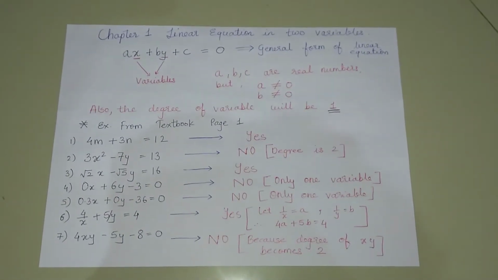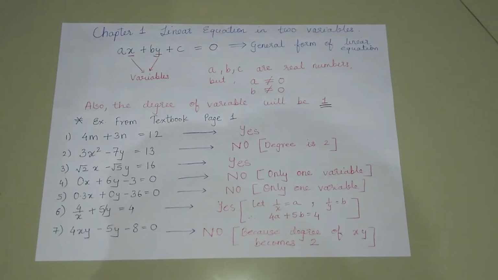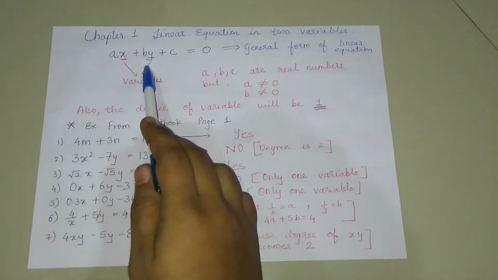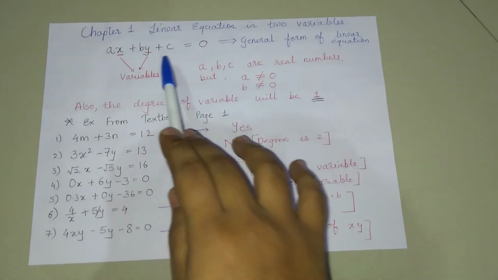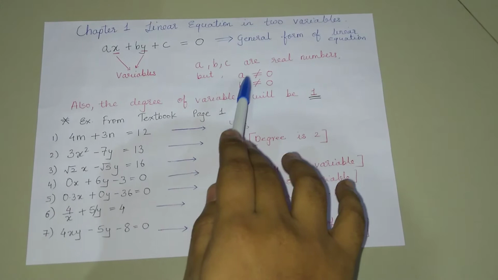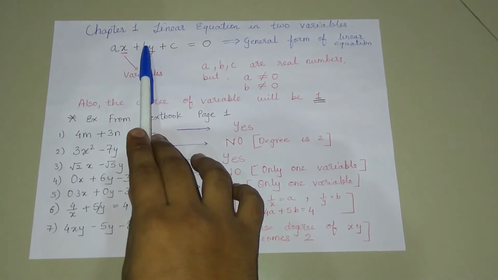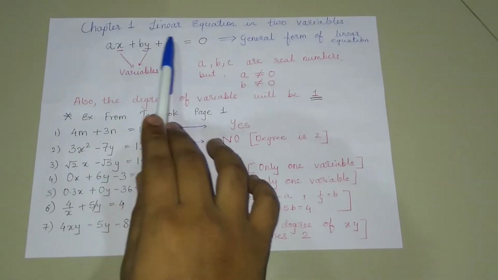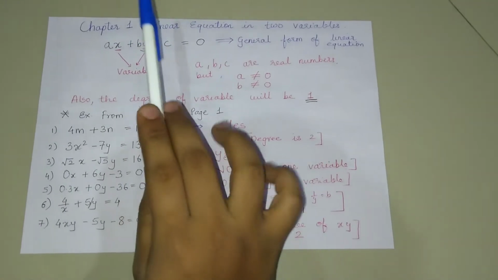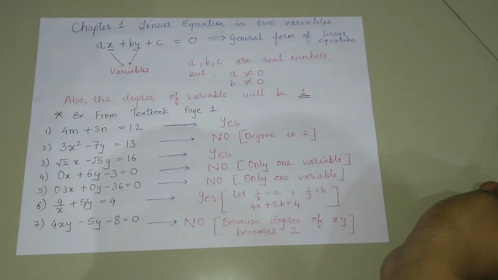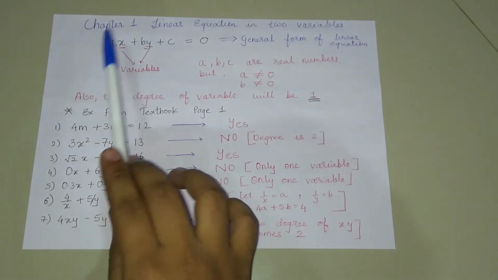In this equation, x and y are known as the variables, and a, b, c are known as real numbers. But a and b will not be equal to 0. If either of them is 0, then this will not be a linear equation in two variables. Suppose b is 0, then it will be ax plus c, which is a linear equation but in one variable, not two. So for two variables, both a and b should be nonzero.